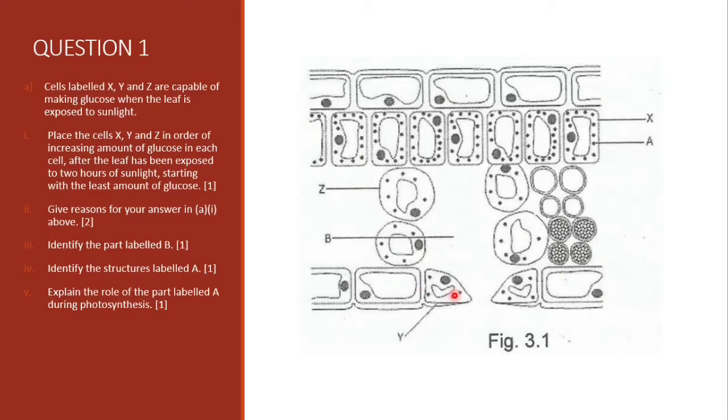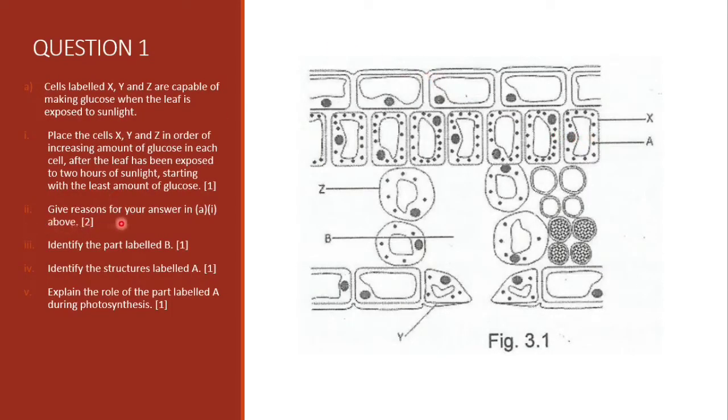I'm also going to give you a research task to find out what this cell is. What is the name of this cell which we've labeled Y? Y is the first cell that we're going to place in this list, the cell which produces the least amount of glucose, followed by Z, which produces moderate amounts of glucose. Then finally X, which produces the most glucose. So the order is Y, Z, X. Simple as that.